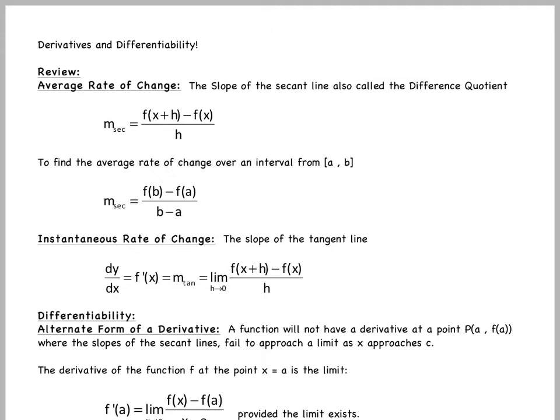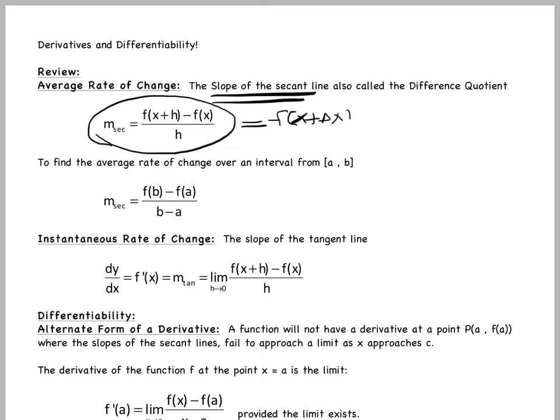We've talked about, first of all, what's referred to as the average rate of change, which is the slope of the secant line. We define the average rate of change or the slope of the secant as f of x plus h minus f of x over h. We could also use delta x, so it could be f of x plus delta x minus f of x over delta x.